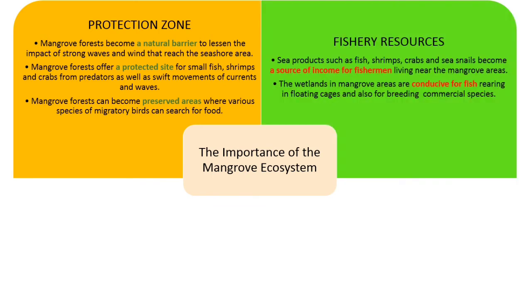Okay, fishery resource. Sea products such as fish, shrimp, crab and sea snails become a source of income for fishermen living near the mangrove area. The wetland in the mangrove area is conducive for fish rearing in floating cages and also for breeding commercial species.